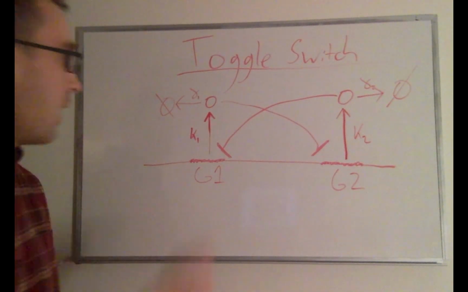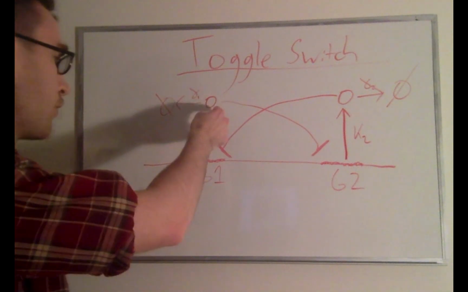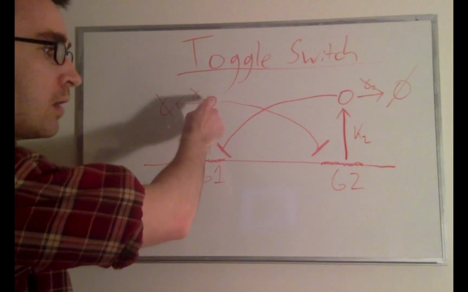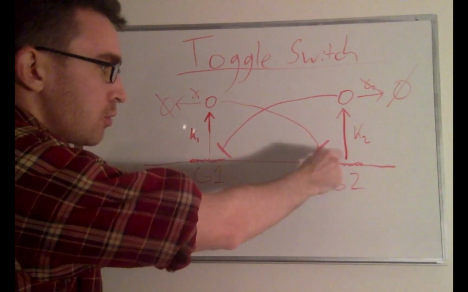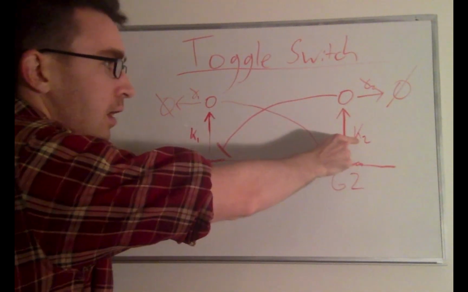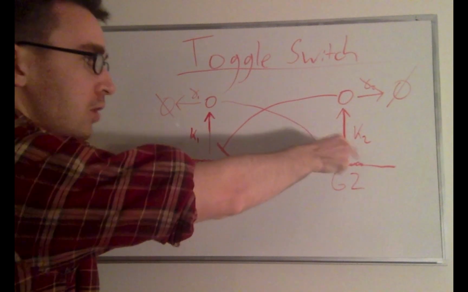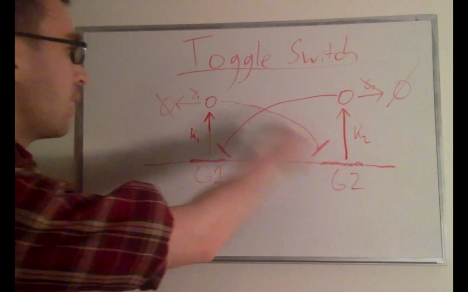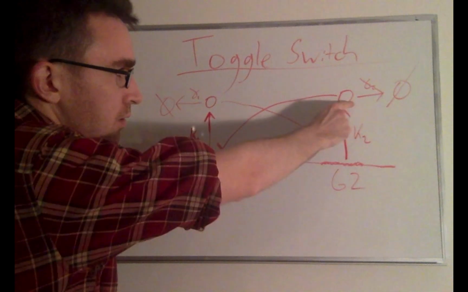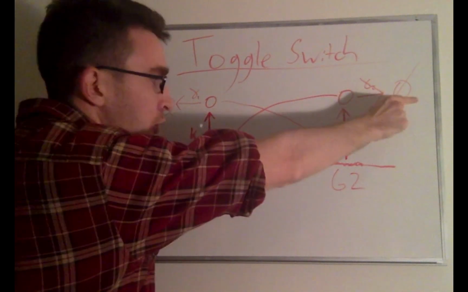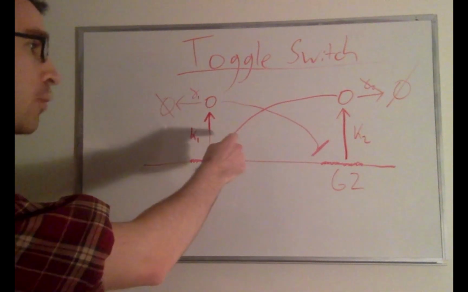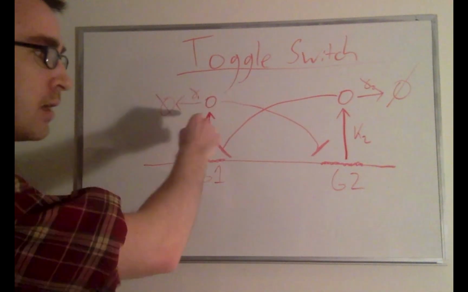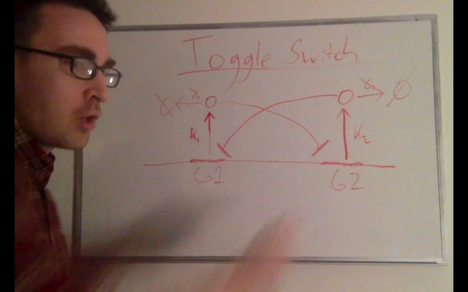And then this protein produced from gene 1 negatively regulates gene 2. And gene 2 also is produced with some rate K2, which is also going to be negatively regulated by gene 1. And then it decays with some rate gamma 2. So it's kind of symmetrical. Both of them are produced and both of them decay, and then both of them negatively regulate the other one.